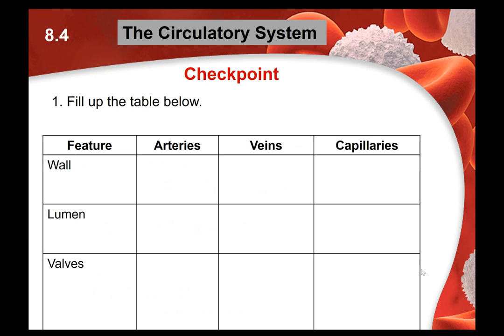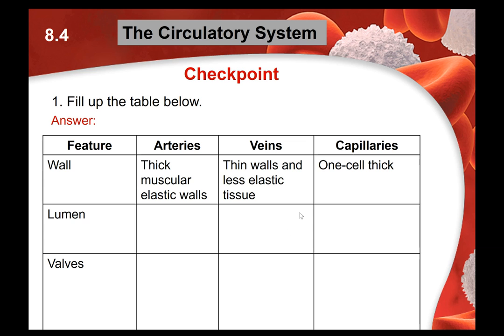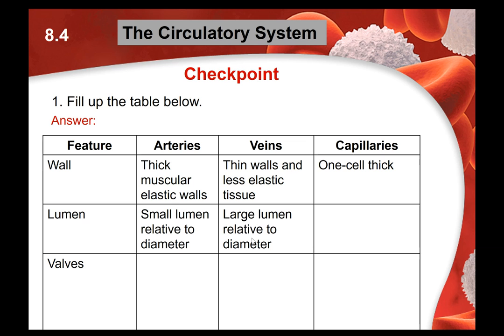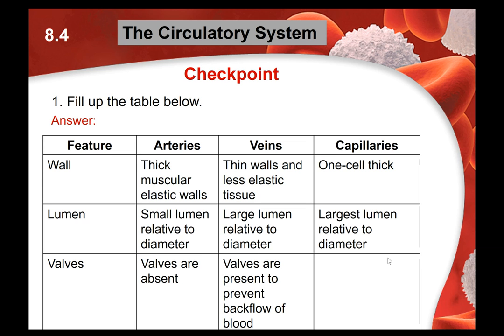Okay, so this is a summary of what we learned about the arteries, veins, and capillaries. You can see the capillary is one cell thick. The thickest is the arteries. Veins are thinner. Arteries have a small lumen. The veins have a large lumen. The capillaries have the largest lumen as well. Then valves are absent in arteries. Valves are present in the veins, and in capillaries there are no valves at all.